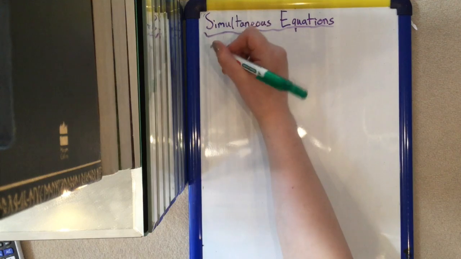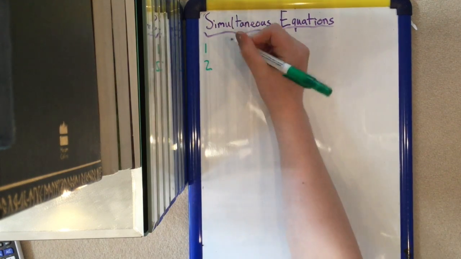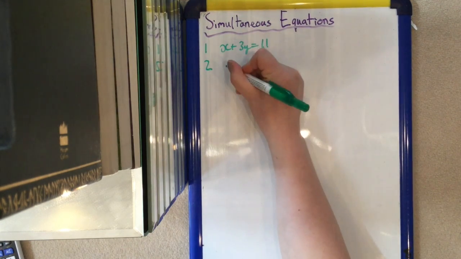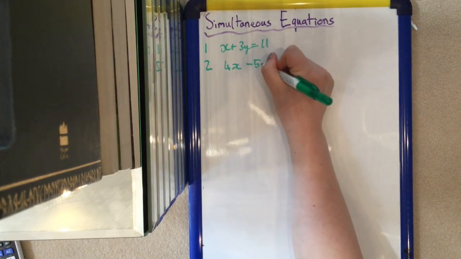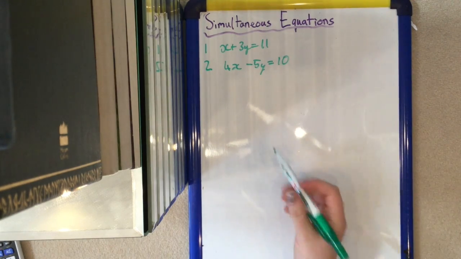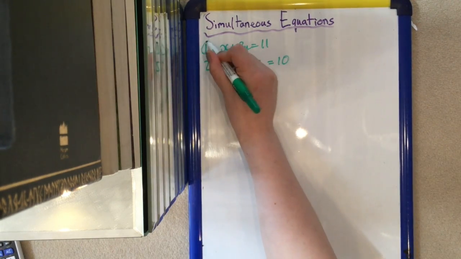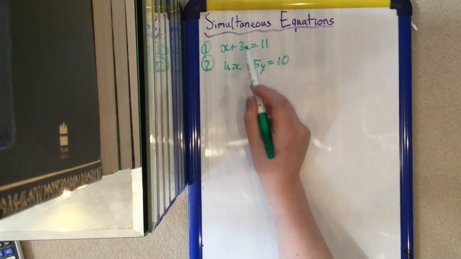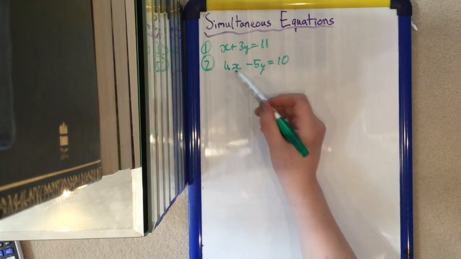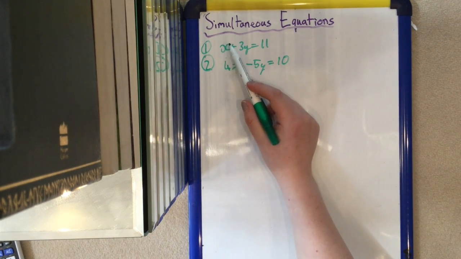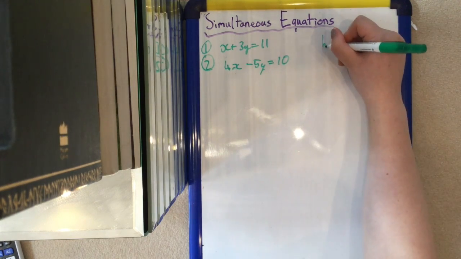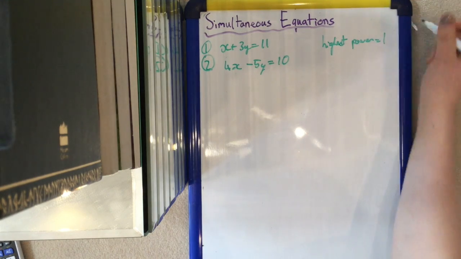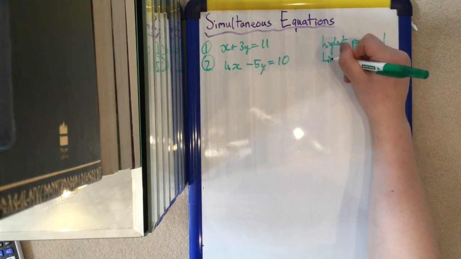Simultaneous equations are a set of two equations, such as x plus 3y equals 11 and 4x minus 5y equals 10. These are two different equations. I've named them 1 and 2. They have two different variables in each equation. Now, as you can see, the highest power of each of these variables in this example is 1. So we call these linear equations.